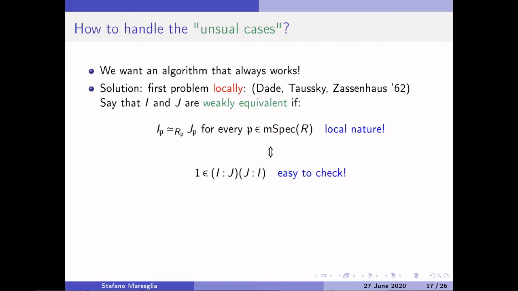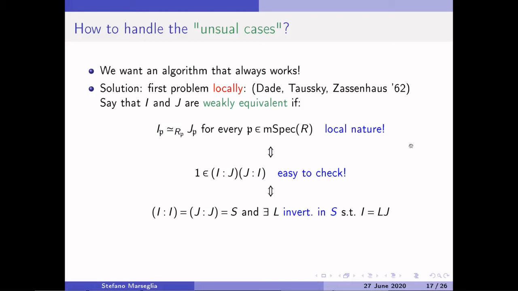Second, this is equivalent to saying that 1, the unit of your field, lies inside the product of these colon ideals, (I : J) times (J : I). And the third one is that they have the same multiplicator ring, so same endomorphism ring, which I will call S, and there exists an invertible S-ideal that sends one into the other.